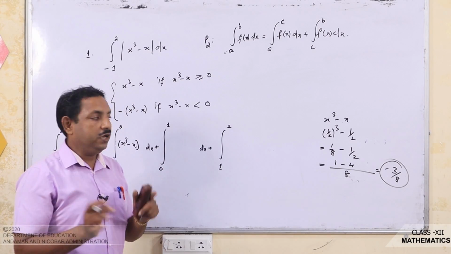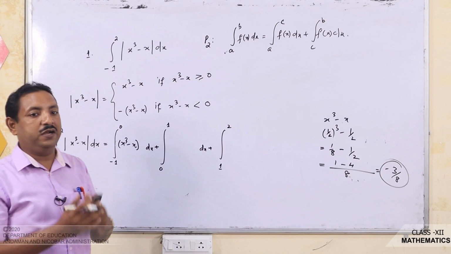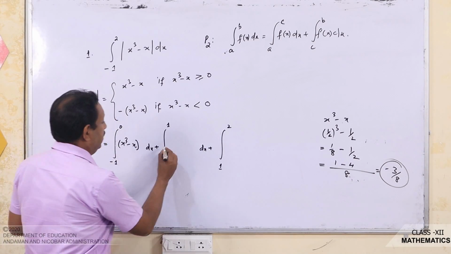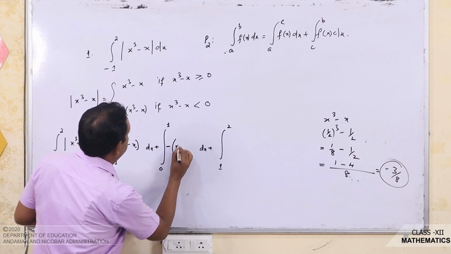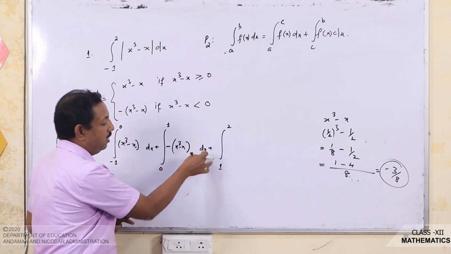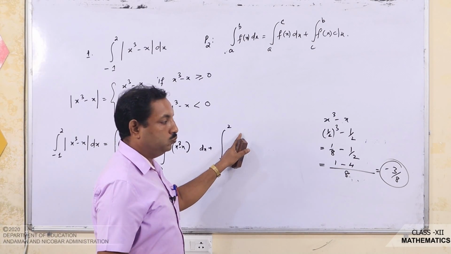Once you are getting the negative value, that means you have to choose the negative function, because negative and negative will make it positive. So, that means in this interval you must choose this one, that is x cube minus x and dx, I have already written. And finally, again 1 to 2.